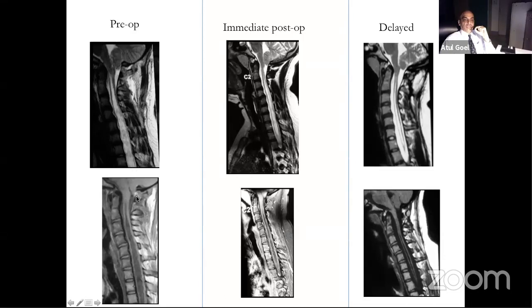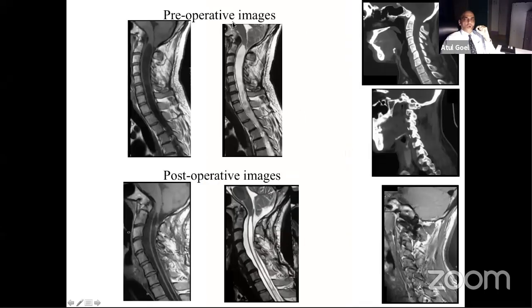You stabilize the atlantoaxial joint, the syringomyelia can reduce in the immediate postoperative period, and 100% of the time, if you do an imaging after 1 year, there is syringomyelia reduction. So now I have several hundred cases where I have done this, including a president of an African country. I don't want to name this president. I did fixation.